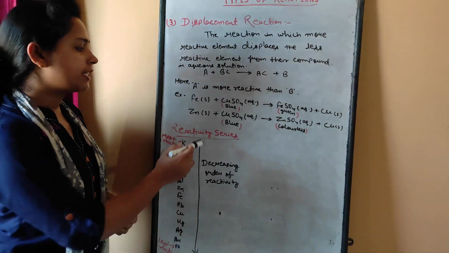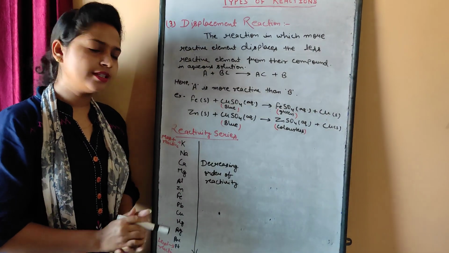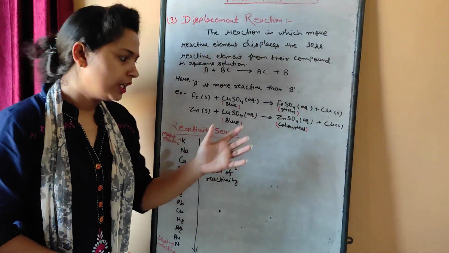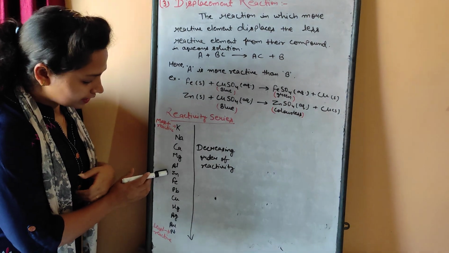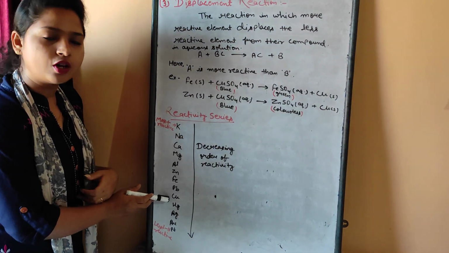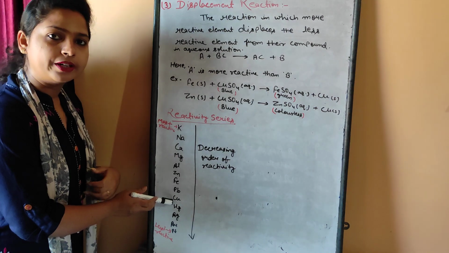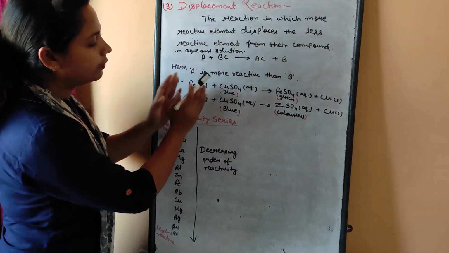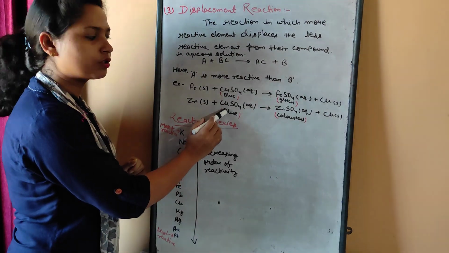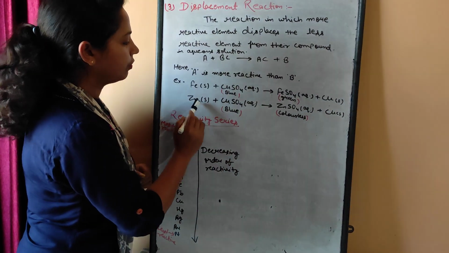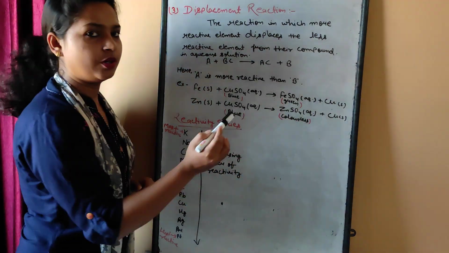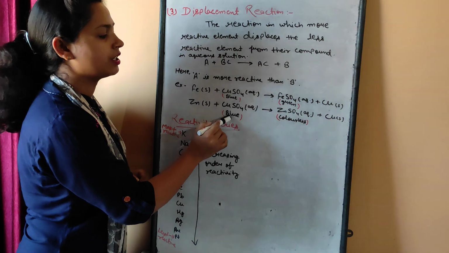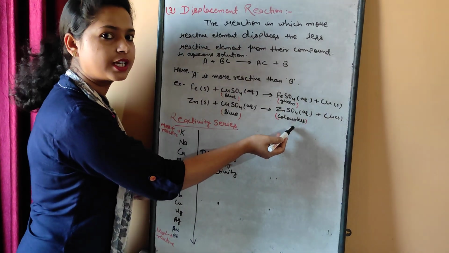Correct? Now, the second one is a very common example: zinc plus CuSO4 gives ZnSO4 plus Cu. Now here, just see, zinc lies here and copper lies here. Zinc is above the copper. That's why again zinc is more reactive than the copper. So it will displace the copper from its salt solution and take its place. So it becomes ZnSO4 plus Cu. And when we perform this experiment, the blue color of copper sulfate changes to a colorless solution of zinc sulfate.